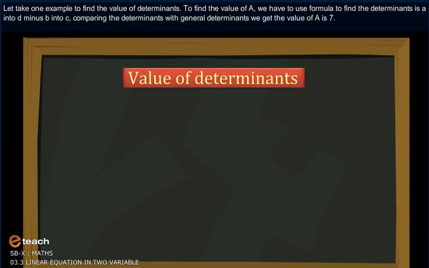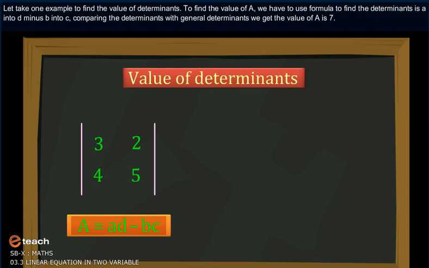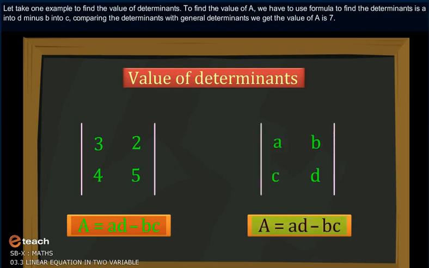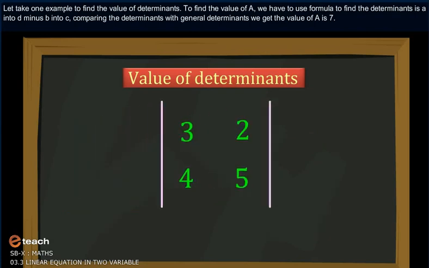Let's take one example to find the value of a determinant. To find the value of A, we have to use the formula to find the determinant, which is A into D minus B into C. Comparing the determinant with the general determinant, we get the value of A is 7.